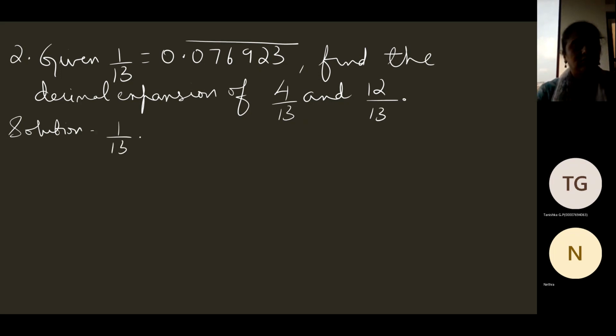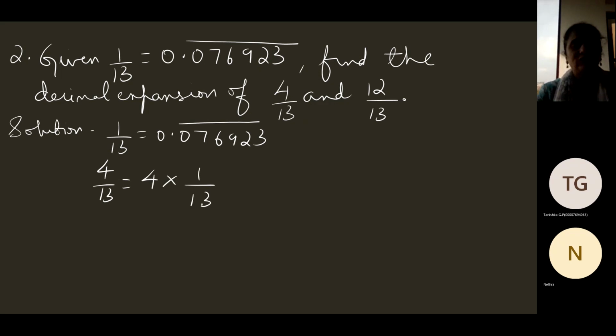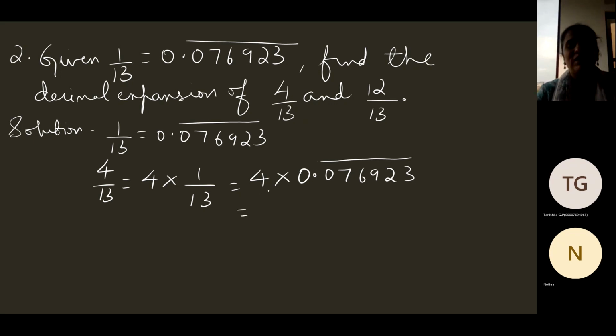1 by 13 is given to be 0.076923 recurring. So 4 by 13 can be written as 4 into 1 by 13, and the value of 1 by 13 is 0.076923 recurring. So you just have to multiply. The value of 1 by 13 is given to us in the question. So now do the regular multiplication.